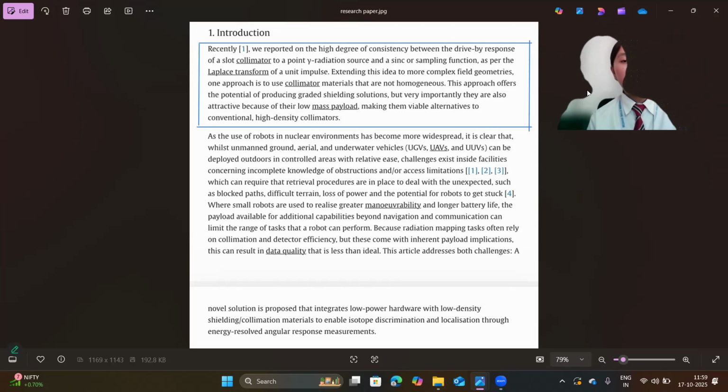So the proposed solution that I want to share is that the paper proposes a novel, lightweight system that uses low density shielding collimation materials like special metal foams or composites instead of solid heavy blocks of metal. So this lightweight shielding will be integrated with low power electronics.